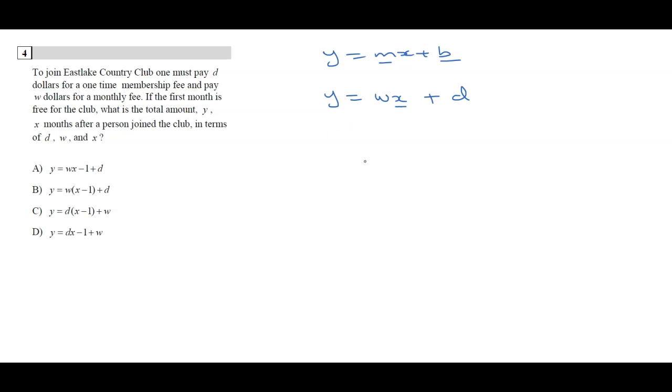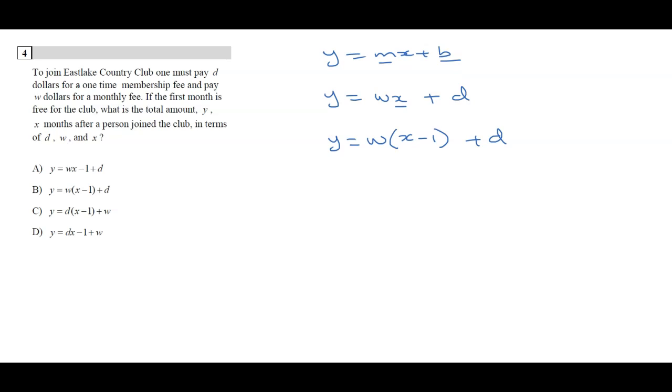This is the number of months. So Y is equal to, this is the monthly fee. Okay. The first month is free. So we're going to subtract 1 from X because X is the number of months. And then we're going to add D to that. So let me go through this again.